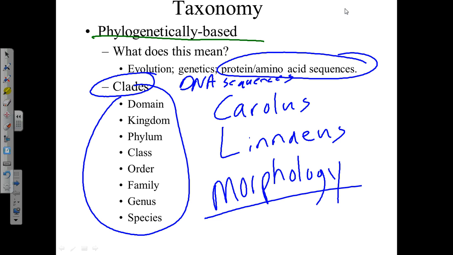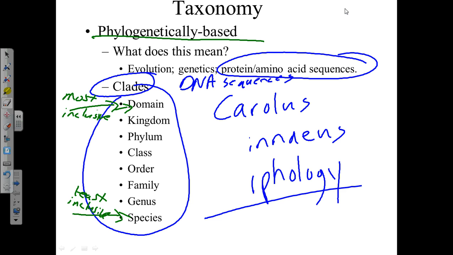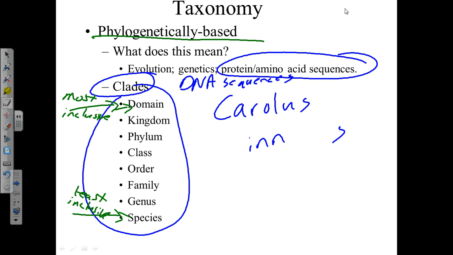But anyway, as we start up here, these are what we call the most inclusive groups. These groups are huge. They contain lots of things. When we get down here, these are what we call our least inclusive groups. There's only one kind of thing in the species, obviously. While we're here, just to get an idea of how the system works, how many domains are there in the classification system?